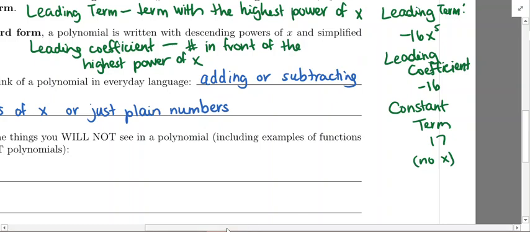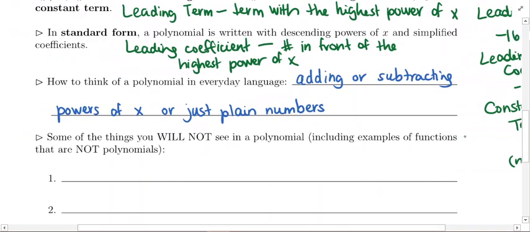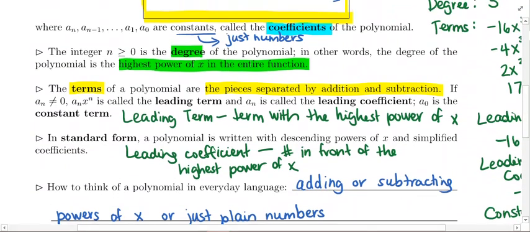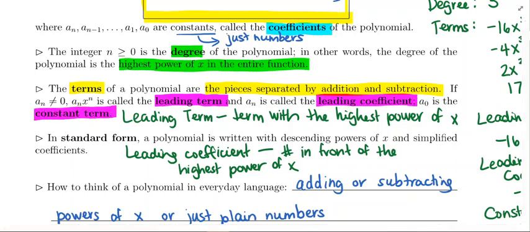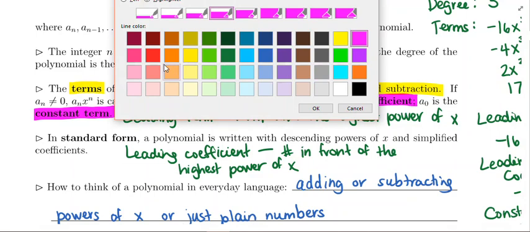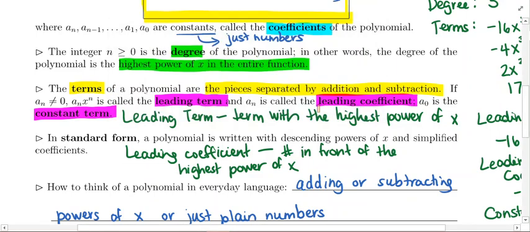The last thing we need to talk about, let me highlight these guys so you don't forget about them. Make sure you know what leading term is, what leading coefficient is, and then constant term. And the last thing we're going to talk about is something called standard form. You always want to make sure your polynomial is written in standard form. And all that means is that the polynomial is written with descending powers of x and simplified coefficients.